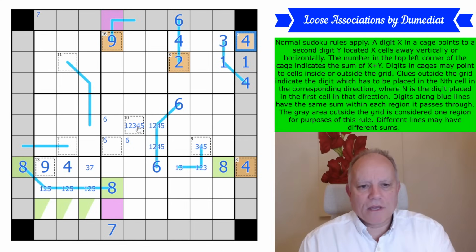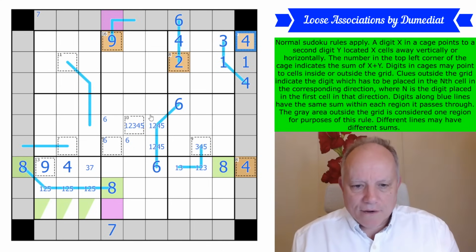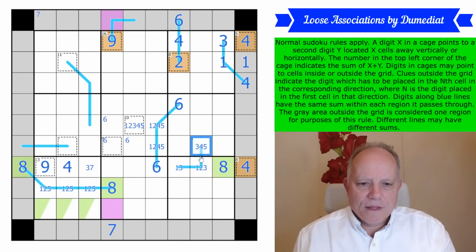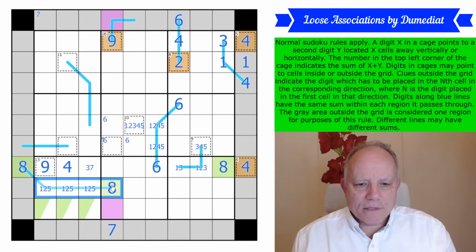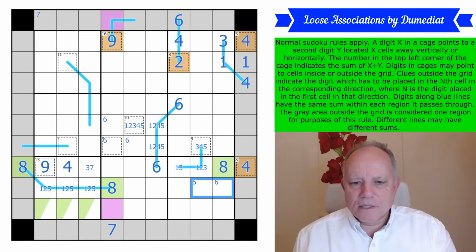Okay, come on, come on. This is going somewhere now. 4, 2, 3, 1, come on. 3, 4 or 5 here. No, 1, 2, 5, 8. That's quite full. There's a 6 in one of those 2 cells.